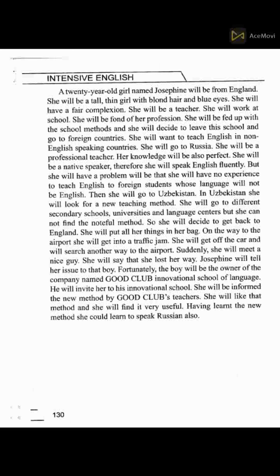On the way to the airport, she will get into a traffic jam. She will get off the car and will search another way to the airport. Suddenly, she will meet a nice guy. She will say that she lost her way. Josephine will tell her issue to that boy. Fortunately, the boy will be the owner of the company named Good Club Innovational School of Languages. He will invite her to his innovational school. She will be informed the new method by Good Club's teachers. She will like that method and she will find it very useful. Having learned the new method, she could learn to speak Russian also.